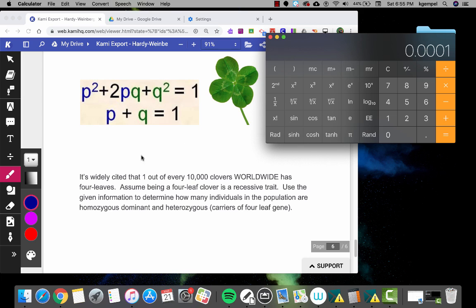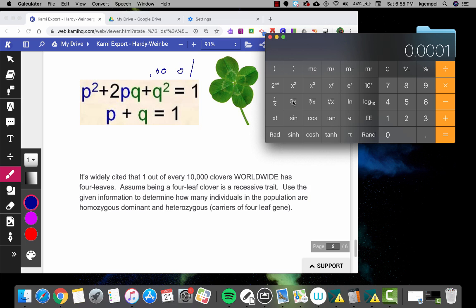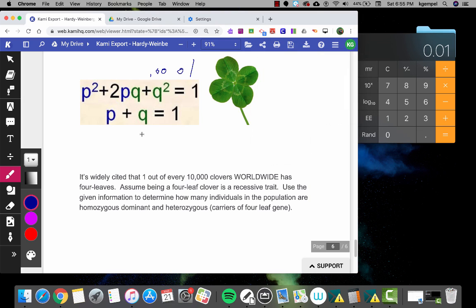So that means that our value q squared is going to be equal to 0.0001. And so if I want to get q by itself, I have to take the square root of that, because that's q squared. The square root of that is going to be equal to 0.01. So that means that p is going to be, of course, equal to 0.99. Okay, now I have everything I need to go back and figure this out.